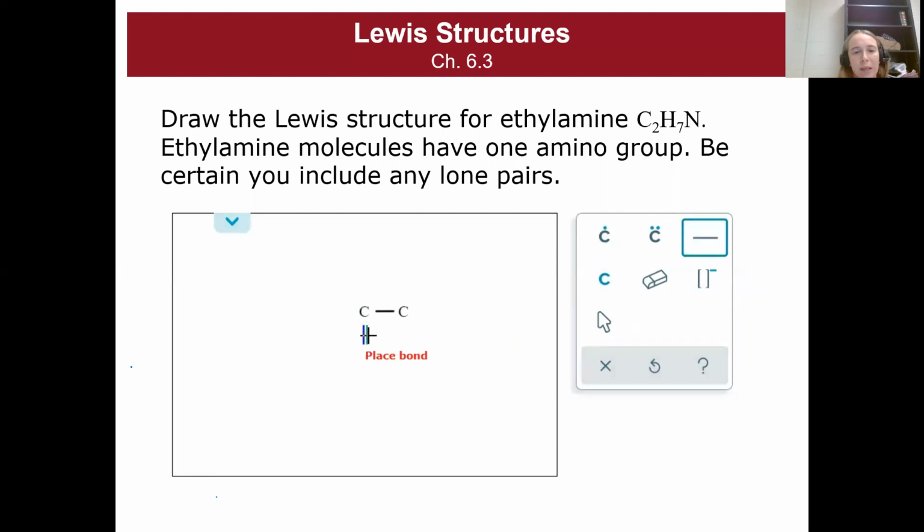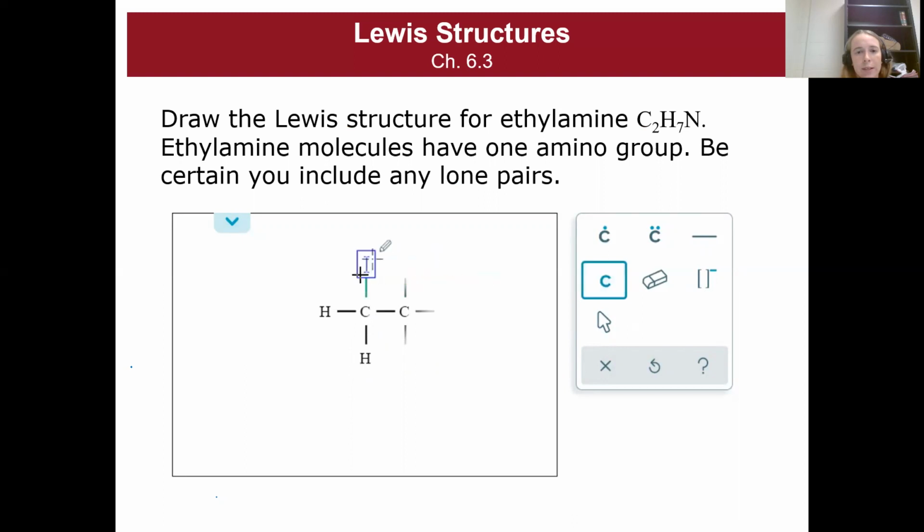The ethylamine molecule has 2 carbons, so those 2 carbons are both central atoms. So we didn't get quite that far yet talking about Lewis structures for organic molecules, but when you have multiple central atoms, then it's still usually the least electronegative. All right, so now I'm putting all my hydrogens on. There's 7 hydrogens that I need.